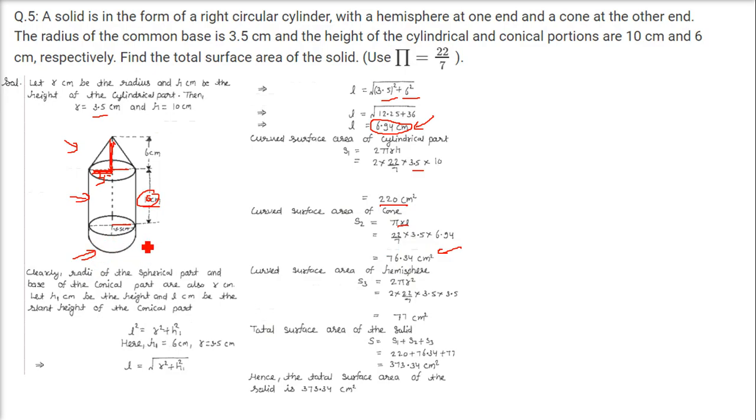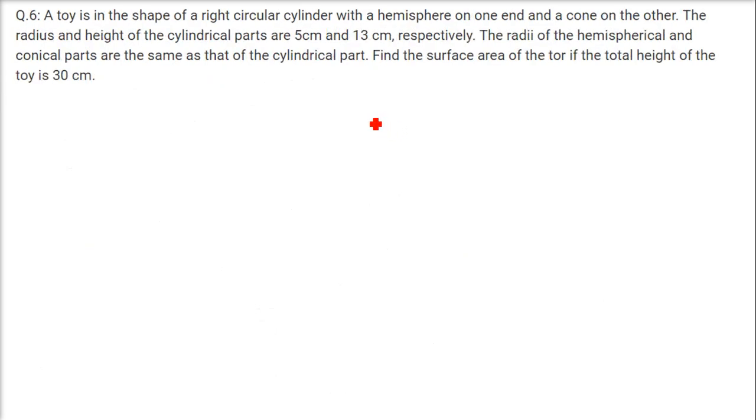Now coming to this hemisphere part, the curved surface area will be 2 pi R square. Radius is 3.5. So it is going to come as 77 centimeters square. So the total surface area of the solid will be S1 plus S2 plus S3, and it is going to be 373.34 centimeters square.